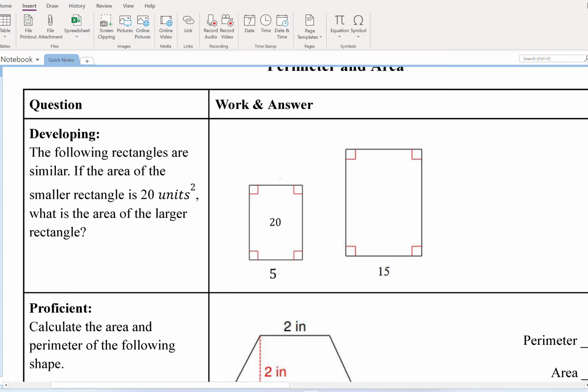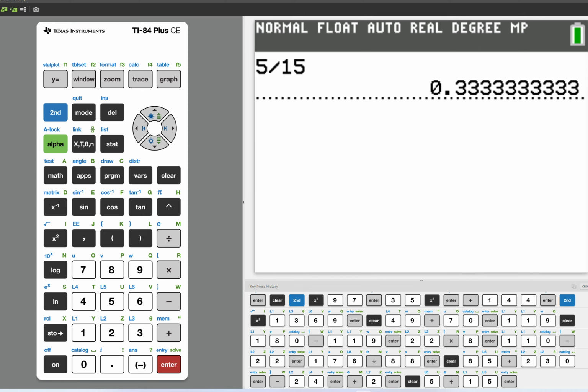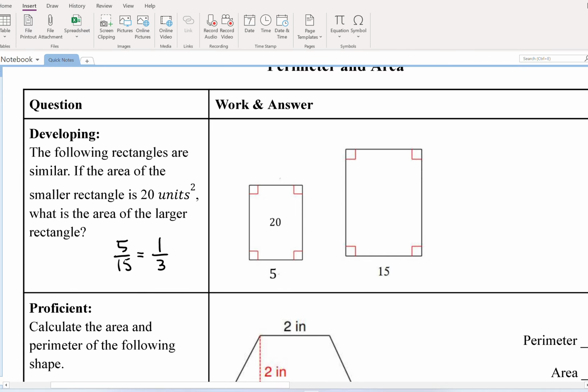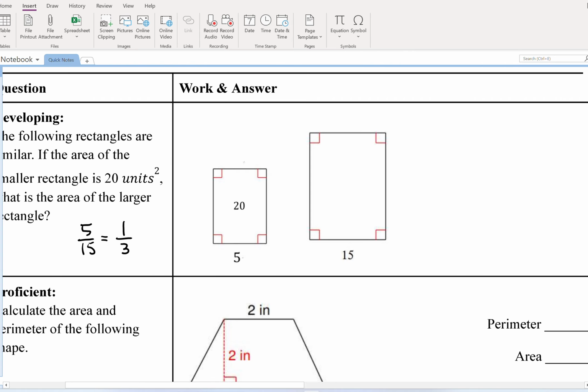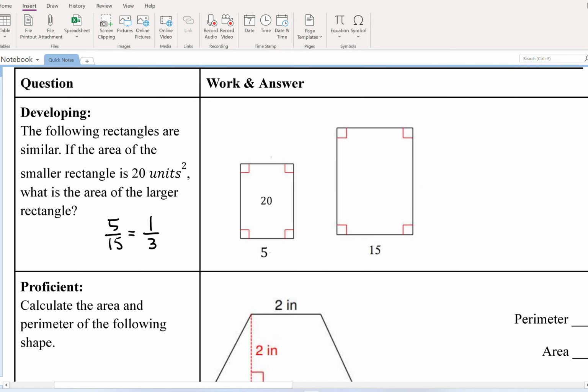So if I say, well, 5 is to 15, if you know how to simplify fractions, you can see that one's not too hard. And if you don't, you can use your calculator, and it looks like this. I take 5 and divide by 15, and it gives me this decimal. Then if I hit math, enter, that's converting to a fraction, enter again, it gives it back to me in simplified form. And so 5/15 is the same as 1 to 3. That means the perimeter is in the ratio of 1 to 3, but the area will be in the ratio of 1 to 9.